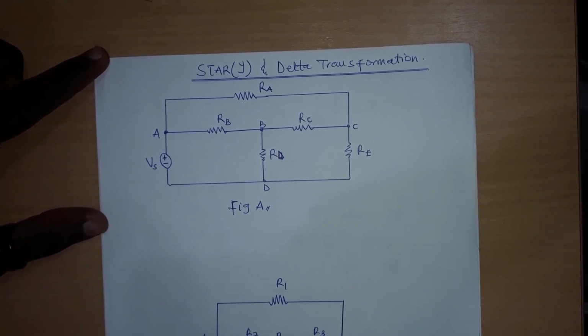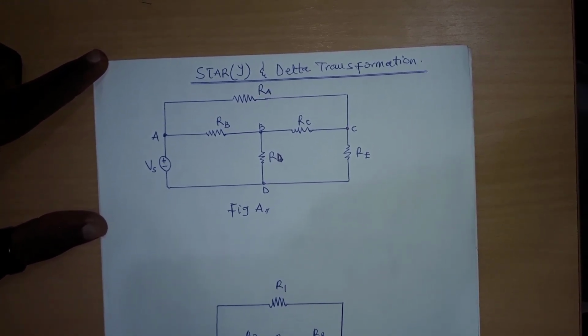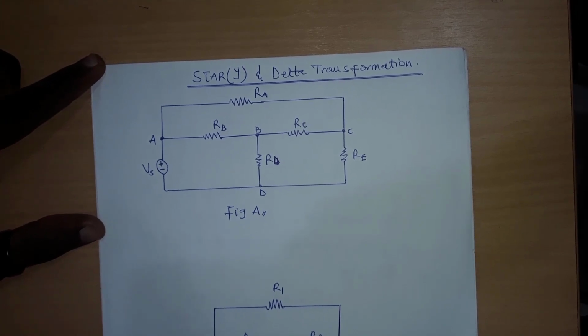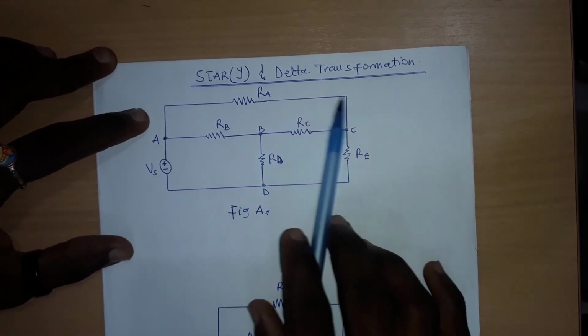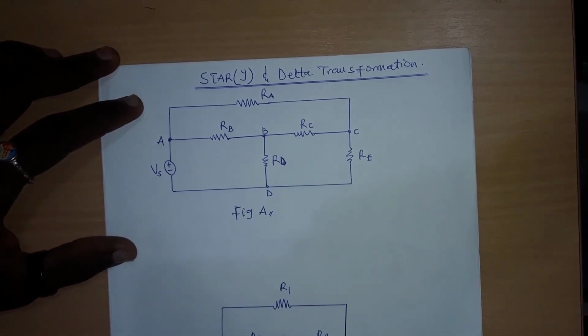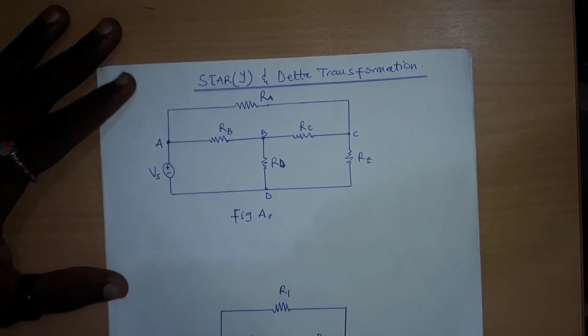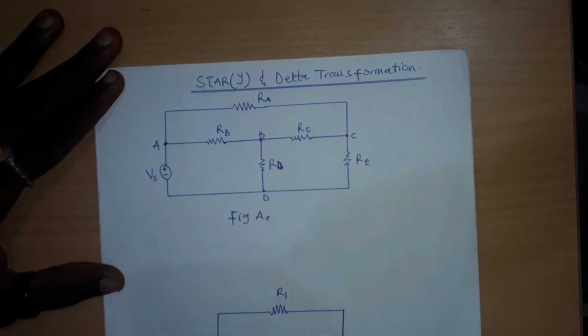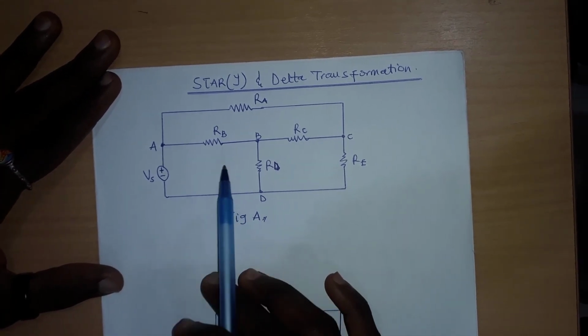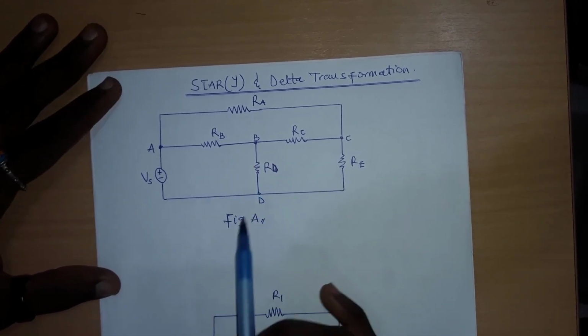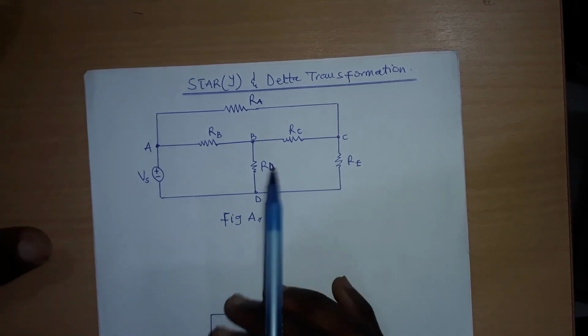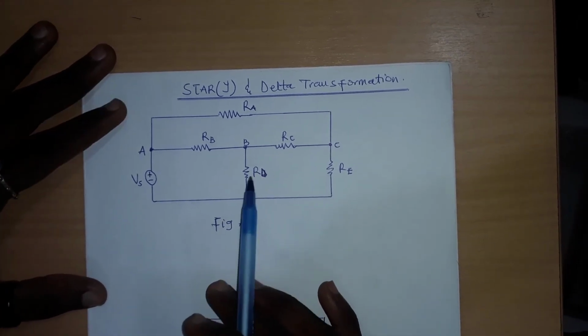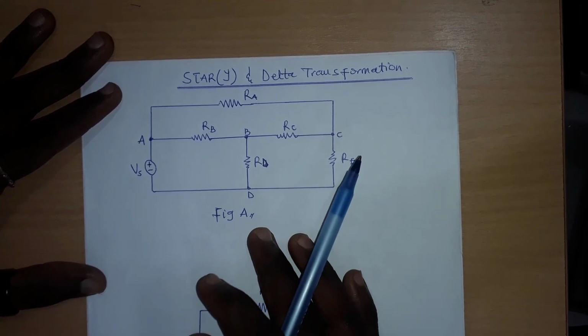Okay, so in this tutorial session, we will learn about star delta transformation. What is star delta transformation? It is just a tool for combining resistors which are neither in series nor parallel. So it is not always that resistors will be in series or in parallel.